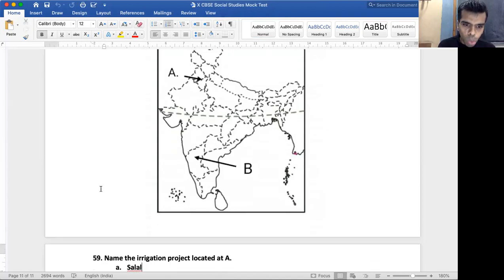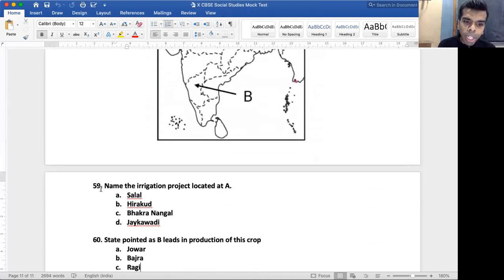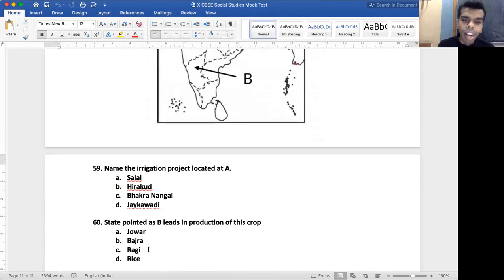And the next question over here was, state pointed as B leads in production of this crop. So the state given as B, which crop does it lead in? Jowar, bajra, ragi or rice. The state is Karnataka, and this state Karnataka leads in C, ragi, and the project A was Bhakra Nangal, option C. So I hope the paper discussion of geography and economics was very clear with everyone, and I hope you have noted down all the points which I discussed right now.